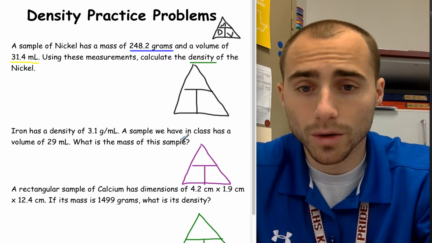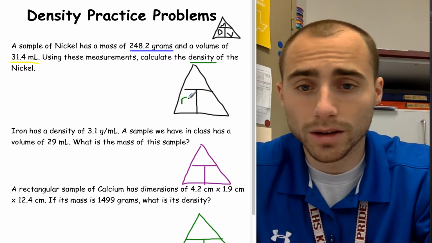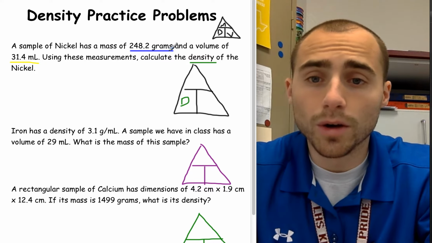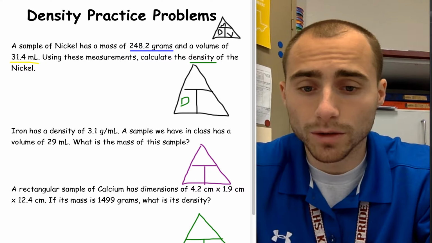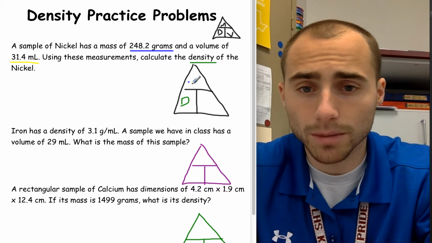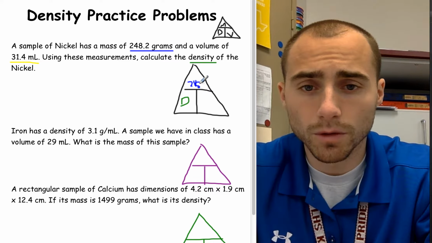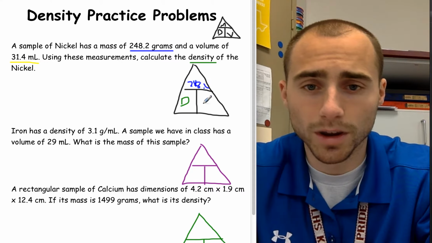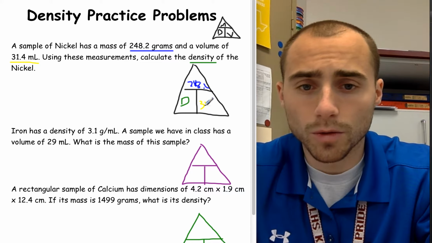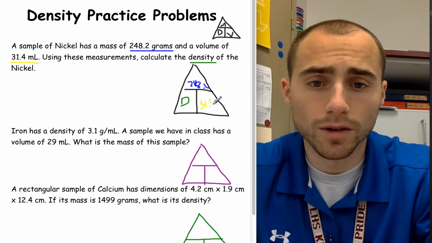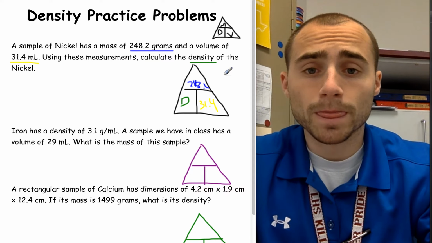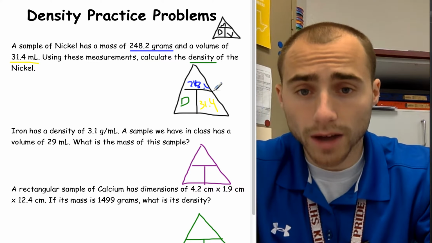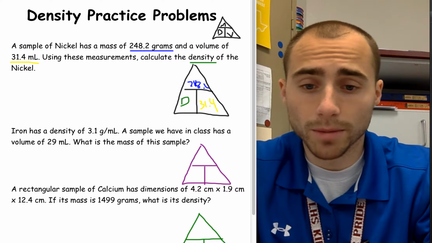So we're going to end up calculating the density. So we don't know our density, so I'm going to put a D right there. We do know our mass. Our mass is 248.2. So what you should have done is come up here to mass and put 248.2. We all know what it says. And then down here where you put volume, you should have written 31.4. Just like that. Then you can see if they are vertical from each other, you do the top number divided by the bottom number, and that gives you your answer.